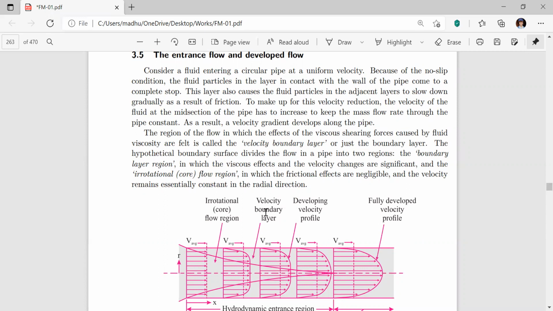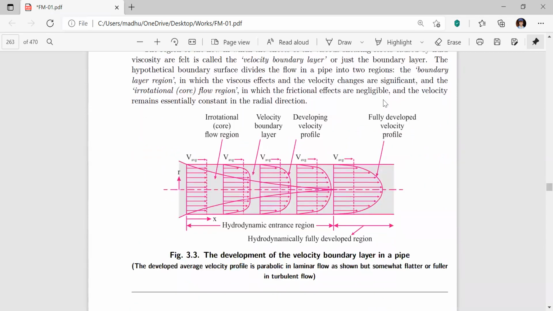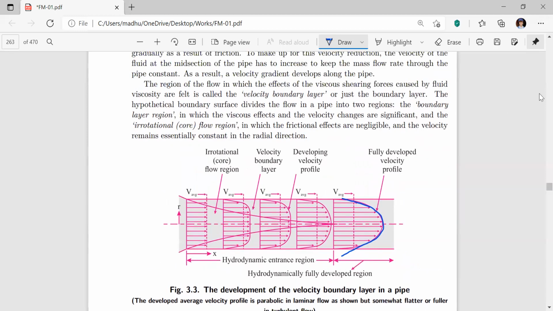As a result, a velocity gradient develops along the pipe. So now this is the velocity gradient, as you can see in the figure. At the wall it is less, and towards the center it is more because it has to maintain the flow. Wherever viscous effects are felt, that is called the velocity boundary layer in a pipe flow.